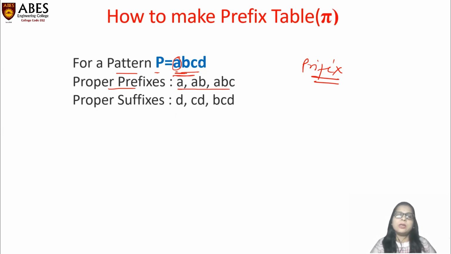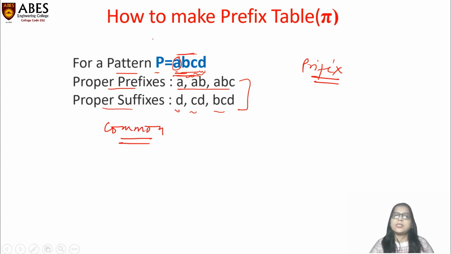We are not taking ABCD because that will not be a proper prefix. So for a pattern ABCD, prefixes can be up to ABC. Proper suffixes are D, then CD, then BCD. When we compare the prefixes of a certain length with the suffixes, we see there is nothing in common between them. So the prefix table is built on this idea, where we take sub-patterns of different lengths from the pattern and try to identify common values from both prefixes and suffixes.